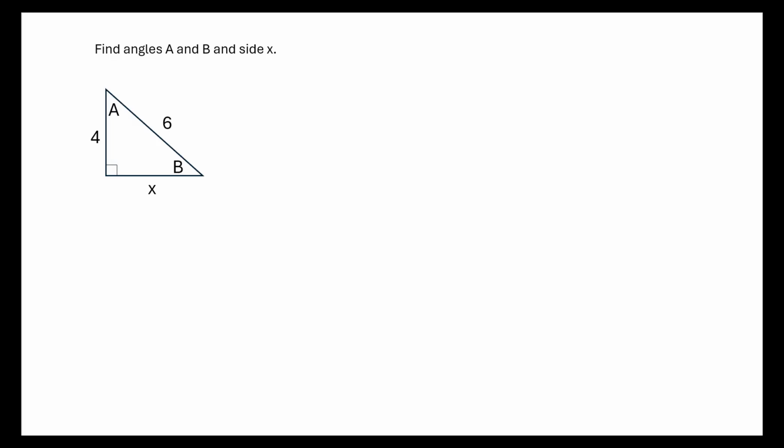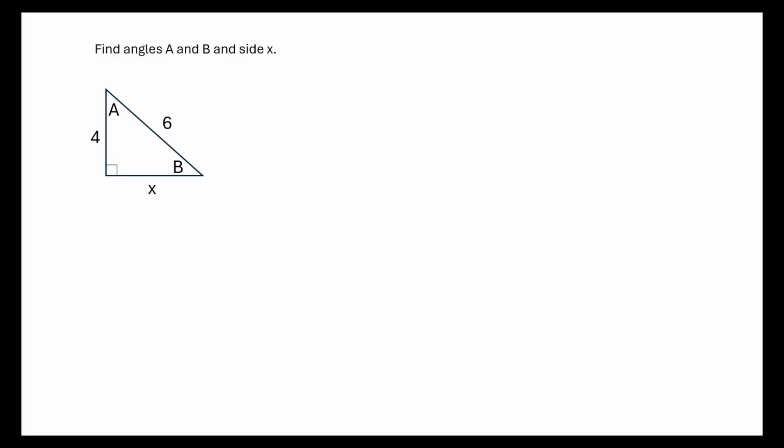Remember that the Pythagorean theorem says that if you add the squares of the legs of a right triangle, the legs are the two sides that meet at the right angle, and the hypotenuse is the long side that is across from the right angle. If you add the squares of the legs, that's going to equal the square of the hypotenuse.